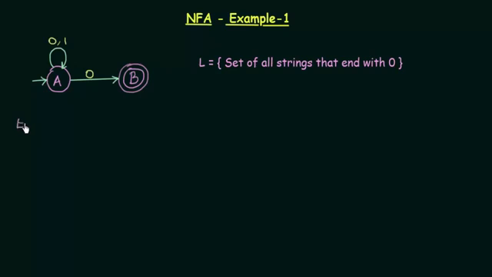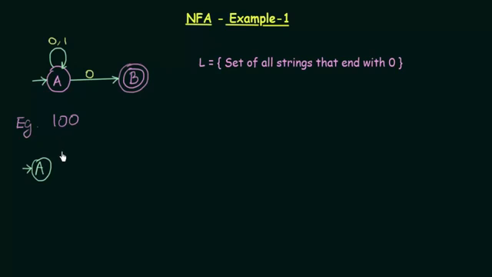The first one being 100. So the first example is 100, and since it is the set of all strings that ends with 0, it should accept this string. Why? Because this string ends with 0. So let us see how this NFA behaves. So we always have to start with the starting state, which is state A. So I am in state A, right? I start from my starting state A, and what is the first input I get?